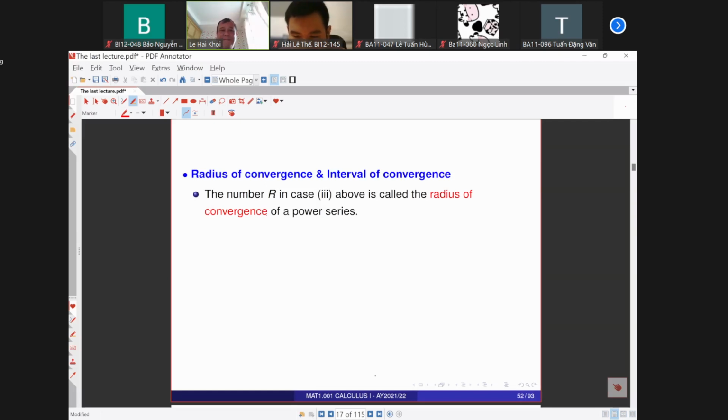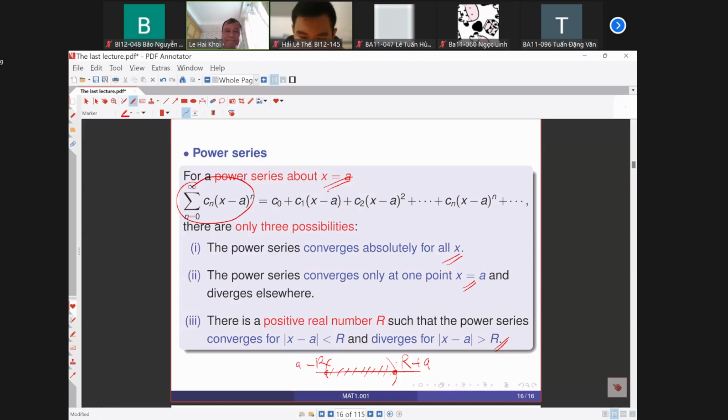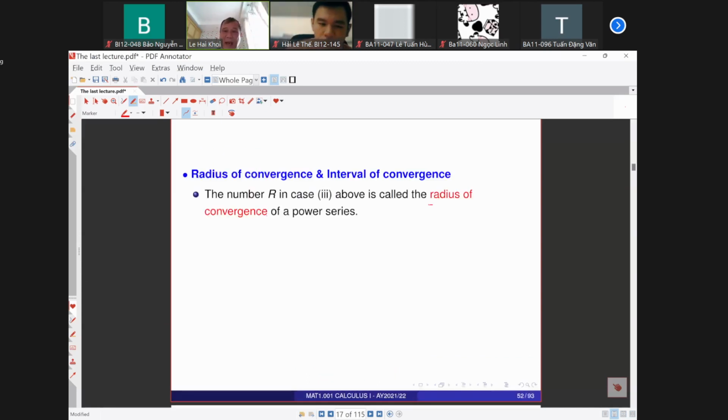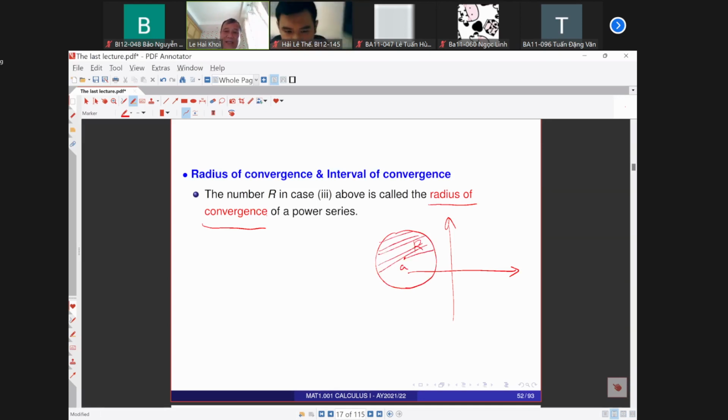So then, from these three cases, we have the following definition, especially for the last case, this one. In this case, R is called the radius of convergence of a power series. We use the word radius because if you study higher mathematics, we can talk about the convergence at the center A of radius R inside this disk.